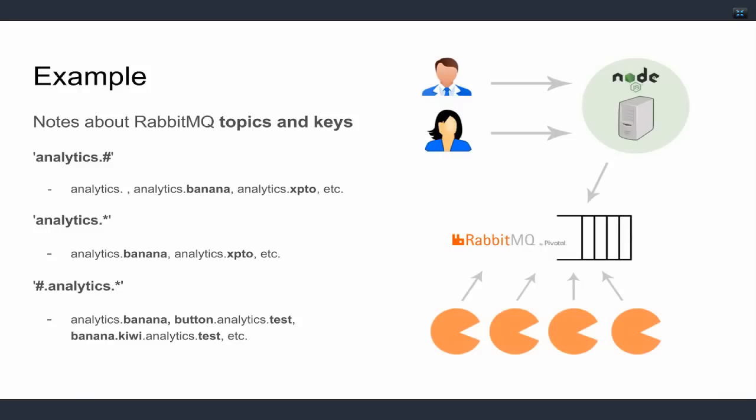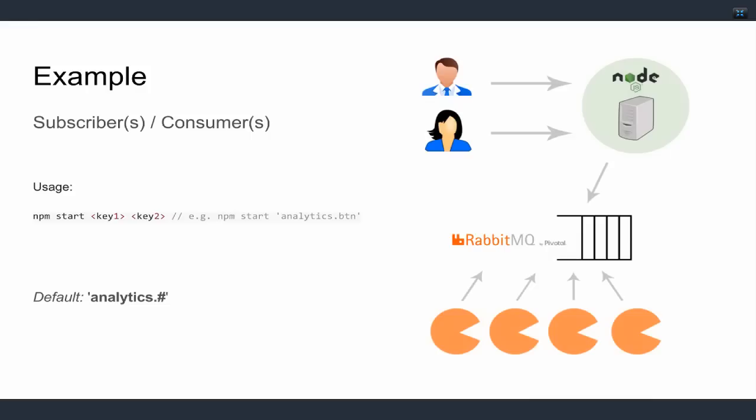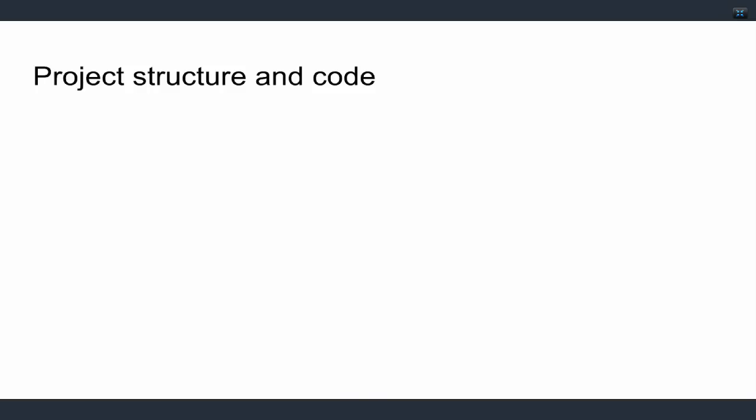In our particular case, it's quite nice if we have analytics.image, analytics.button, and the more general one that can catch everything. And our subscribers can subscribe to multiple keys. The default one is analytics.# that will grab all the keys that start with analytics.